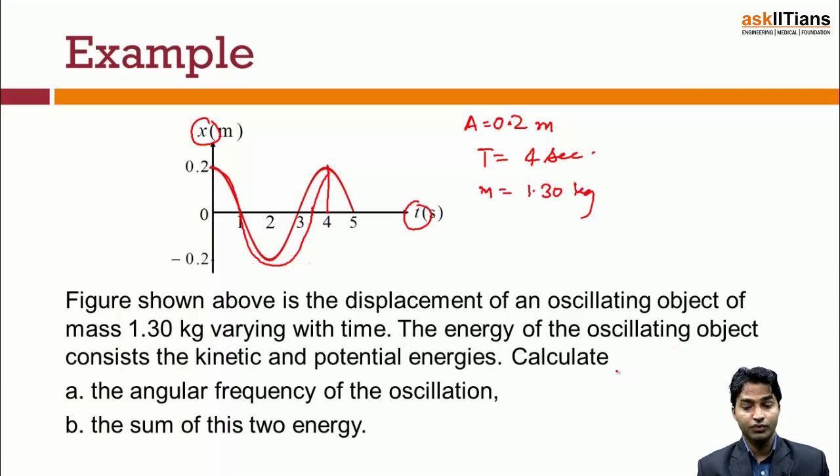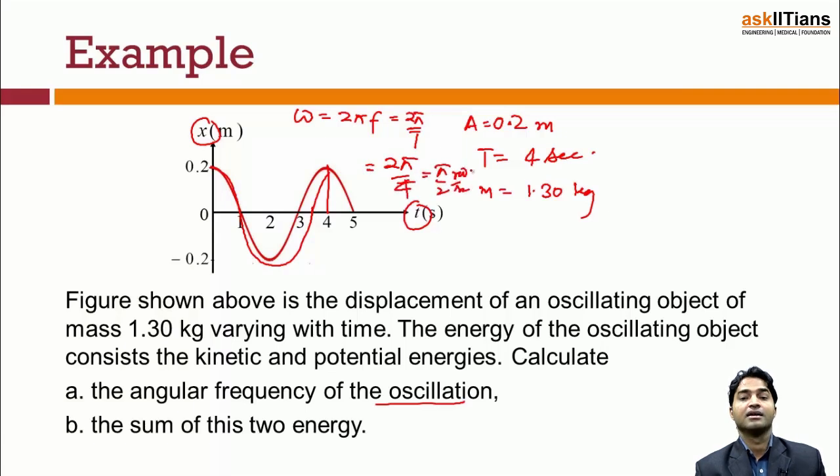So what we have to do? We have to calculate the angular frequency of the oscillation. Easily we know that angular frequency omega can be taken as 2 pi times frequency f, or it can be equal to 2 pi by T. So we are getting 2 pi by capital T, where T is 4 seconds, so we are getting pi by 2 radian per second. Actually it is the angular frequency of the system. So we got the answer of this part.